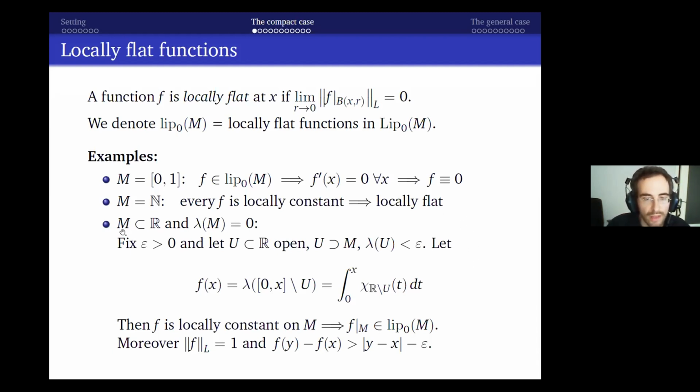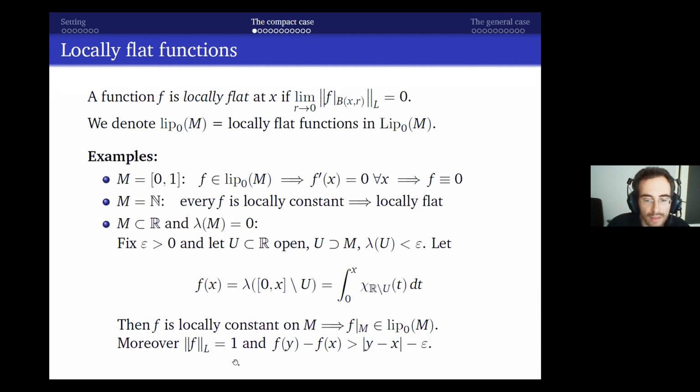And here's one more interesting intermediate case. Suppose we have M to be a subset of the reals with measure 0. Then for every epsilon, we can cover M with an open set U with measure less than epsilon. And then we can consider this function here, which is just, we integrate between 0 and x a function which is 1 outside of U and 0 within U. Then this function is obviously locally constant on M, which is covered by U. So its restriction to M is also little Lipschitz.